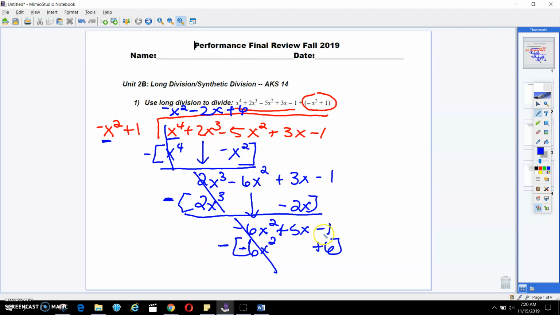So this will cancel out. I'll bring down that 5x. And then negative 1 minus 6 is going to give me negative 7. If I try to repeat this process one more time, I'm not going to be able to. So this is going to be my remainder. I'm going to add on to this plus 5x minus 7 over my divisor. Remember, my divisor is the stuff outside, so it's going to give me negative x squared plus 1.